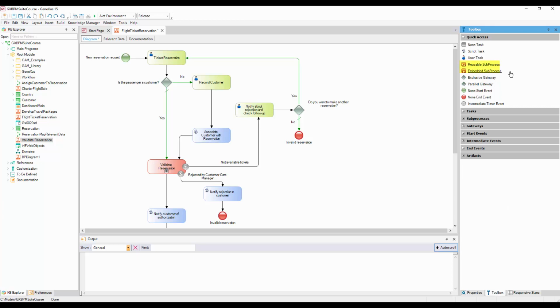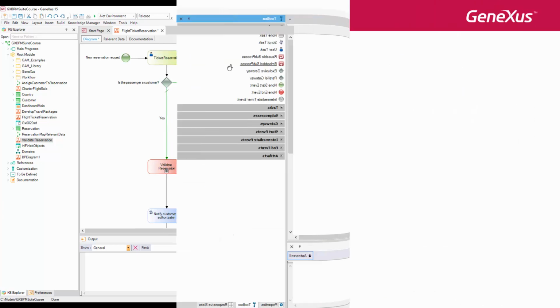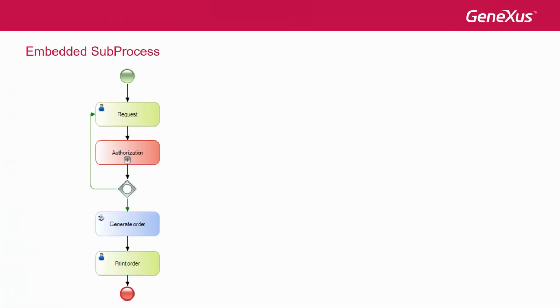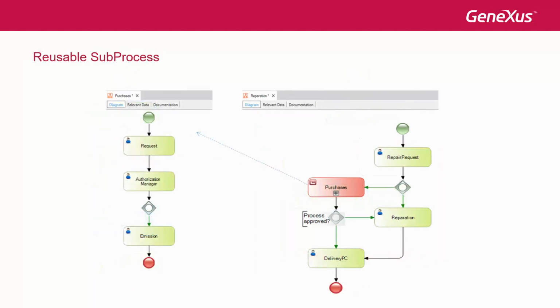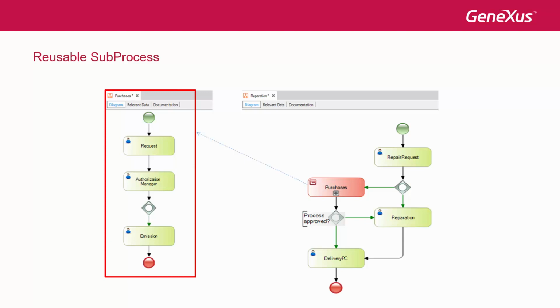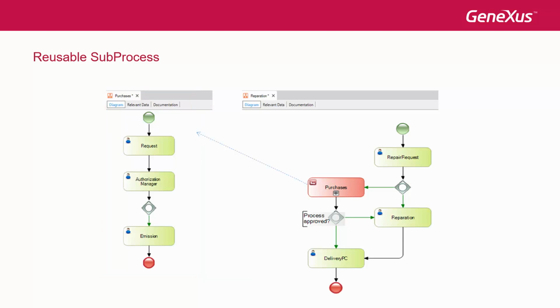We may use one of either two types of subprocesses, embedded or reusable. Embedded subprocesses are used when we want to encapsulate several tasks in a complex diagram in order to improve comprehension. Reusable subprocesses enable us to invoke an independent process and the possibility of reusing its functionality in the calling process. Since they're independent processes, their relevant data is also independent, though there is a mechanism for associating them with one another.